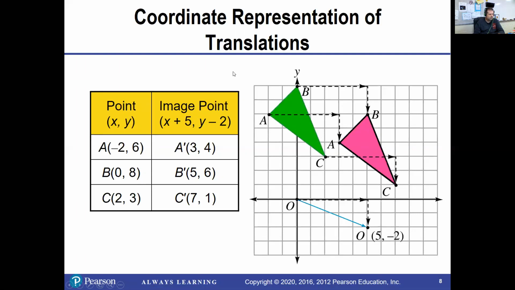So it slides this way, and that's the translation. Now what you should have on here, which they don't have, is that A should be prime. We should have A prime, B prime, and C prime as the labels, because that now shows you where your image is, and it also tells you where you began and where you ended.